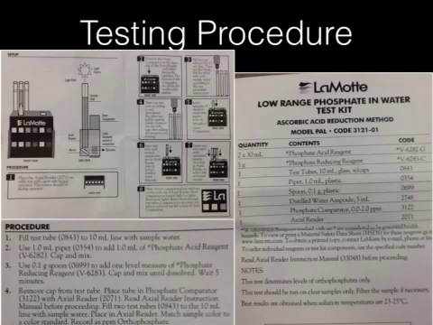After that, you will use the 1 milliliter pipette to add 1 milliliter of phosphate acid reactant. And then after you add it, cap it and mix it. After that step, use the 0.1 gram spoon to add 1 level measure of phosphate reducing reactant. Cap and mix until dissolved and then wait 5 minutes.